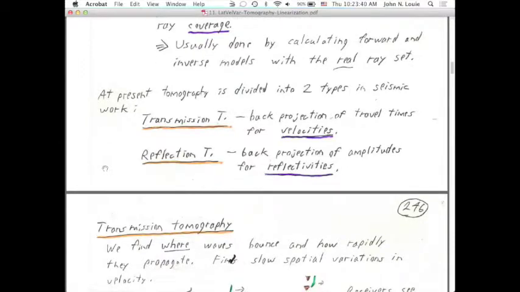Okay. Is that just basically AVO? Is that what you're saying? AVO is involved, but there's more to it than that. Okay. Yeah.